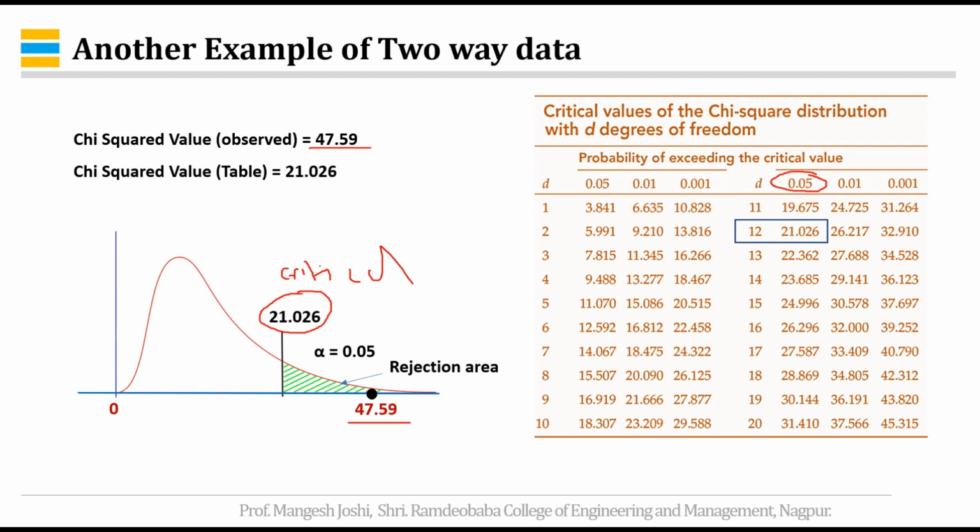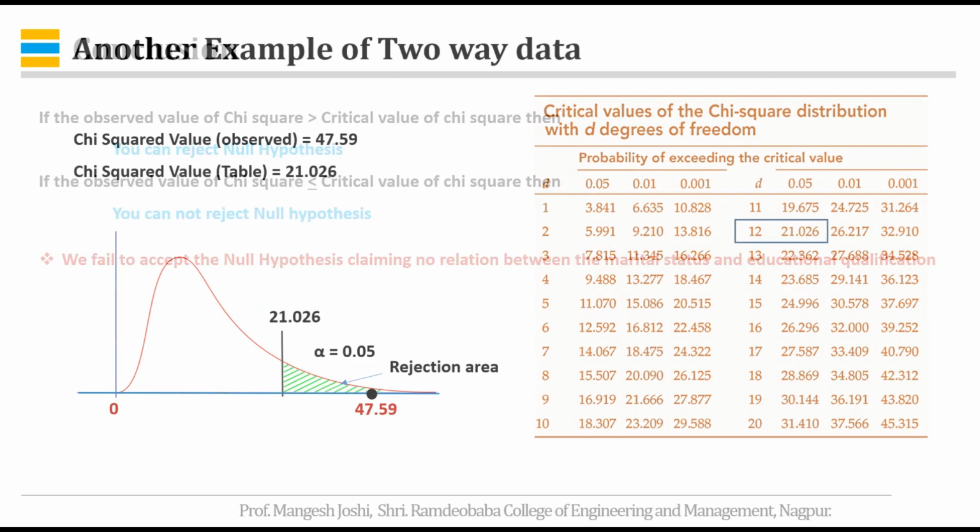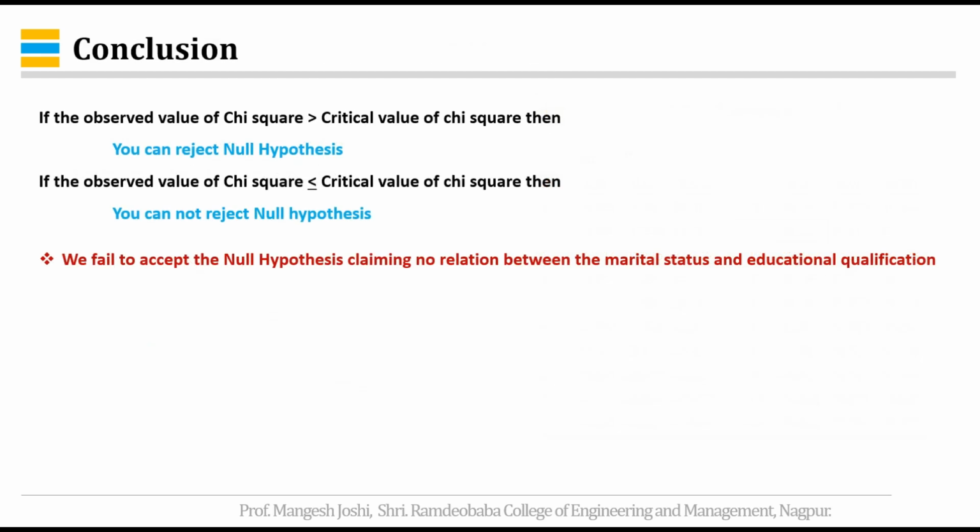This is coming in the rejection area, and hence we can conclude that we reject the null hypothesis, which claims that there is no relation between marital status and educational qualification. It means there is definitely a relation between marital status and educational qualifications.